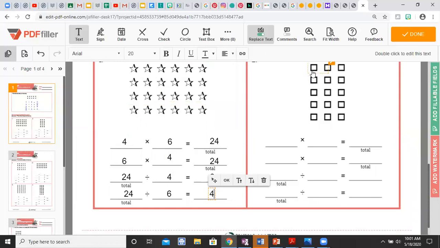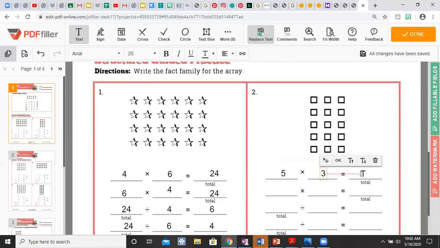Okay, let's count our rows. We have 1, 2, 3, 4, 5. So 5 rows. And how many columns? 1, 2, 3. So we say that 5 times 3 will give us a total of 15. We can use the commutative property and just switch it. So we have 3 times 5, and that also gives us 15.